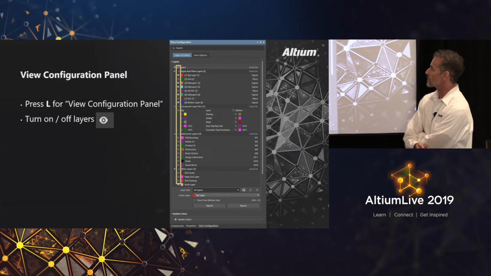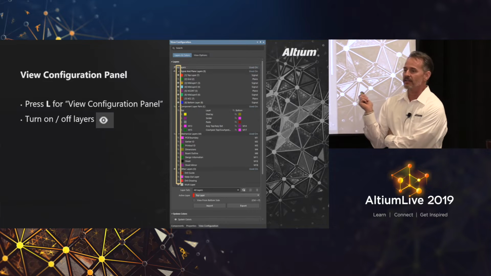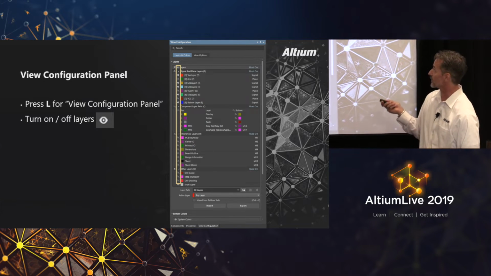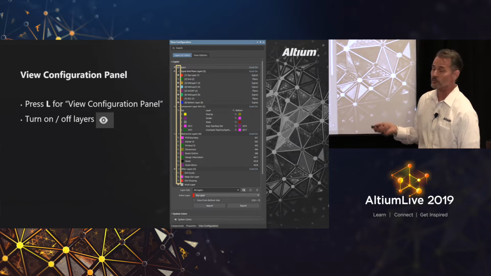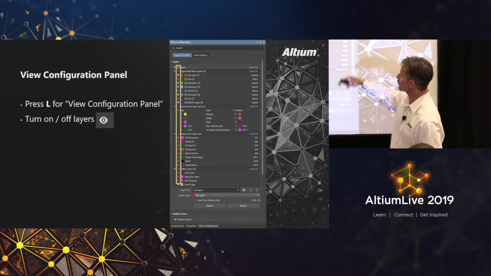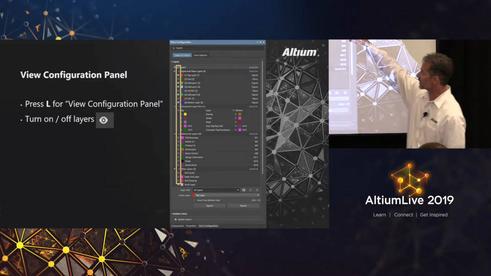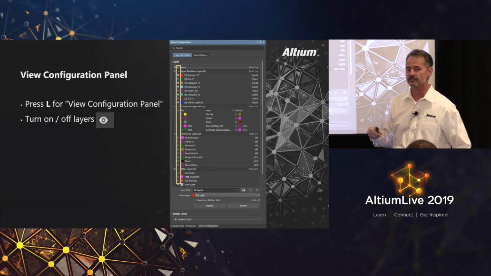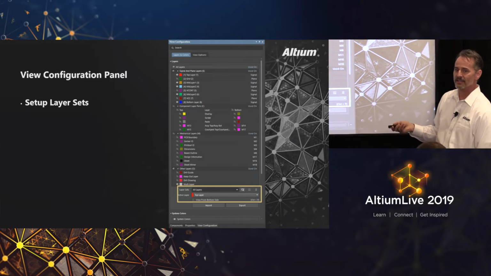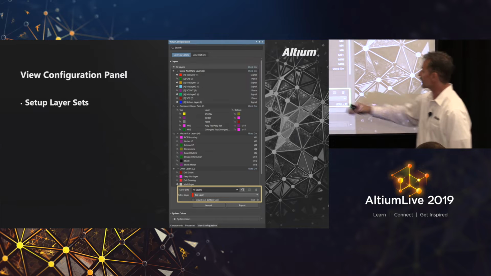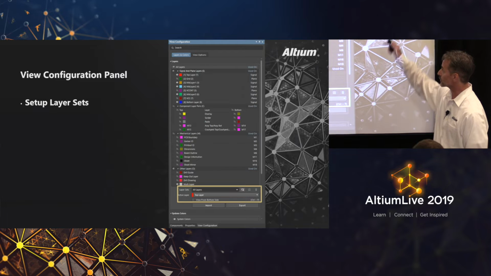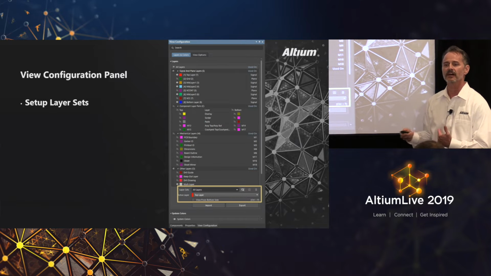It's really important to limit the number of layers that you show. Hitting the little eyeball next to a layer will turn it on and off. When you press L, it brings up your view configuration, and you can hit the eyes next to what you want. There are some pre-built layer sets you can use. Down here at the bottom, you can create your own layer set, so that you can quickly turn layers on and off.